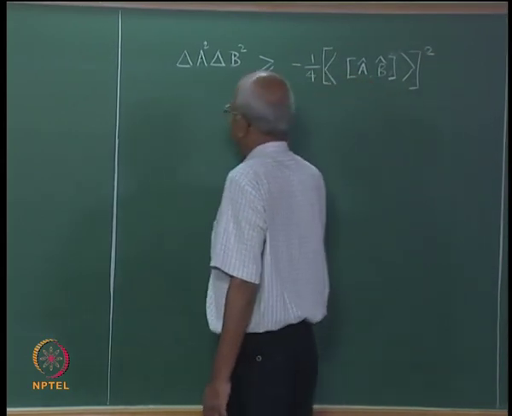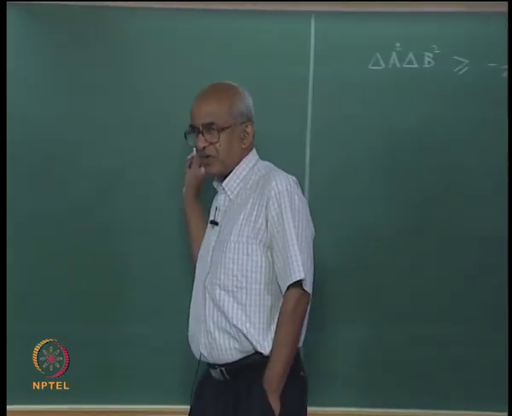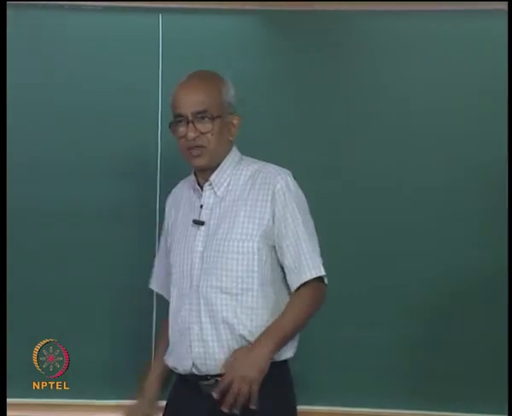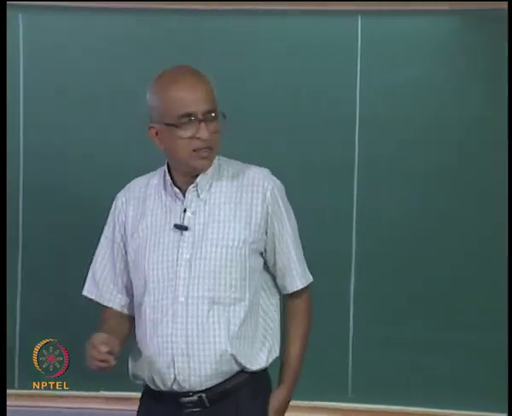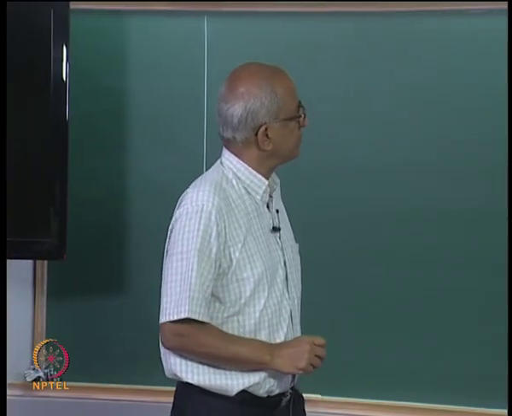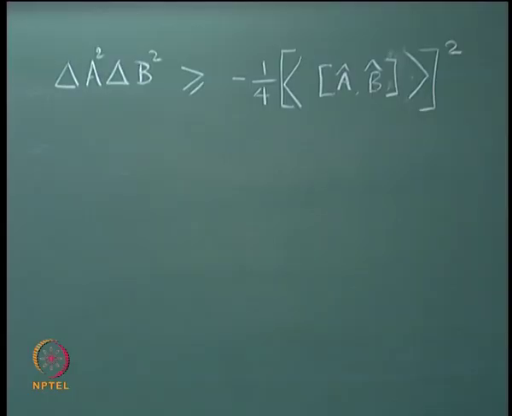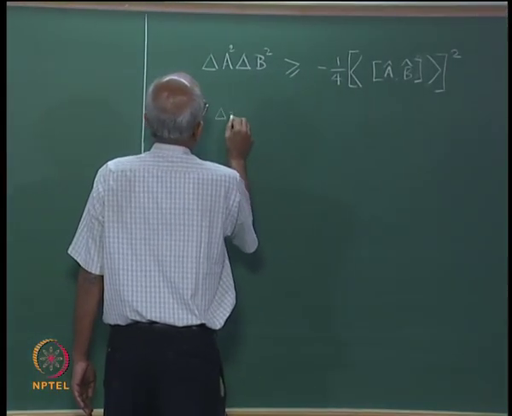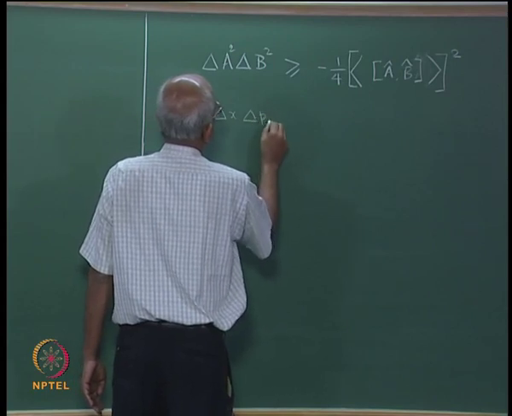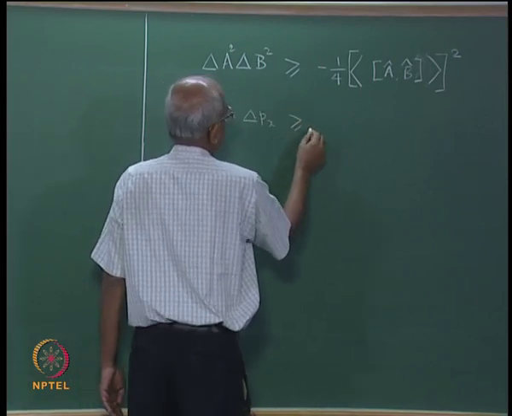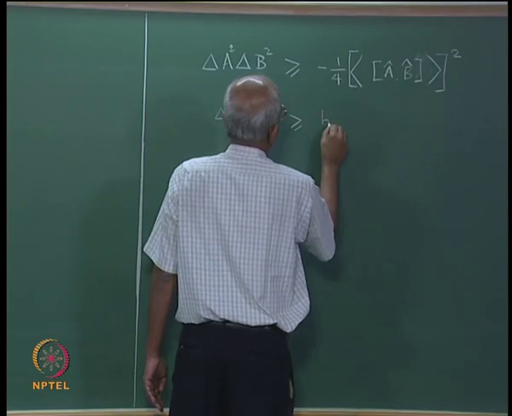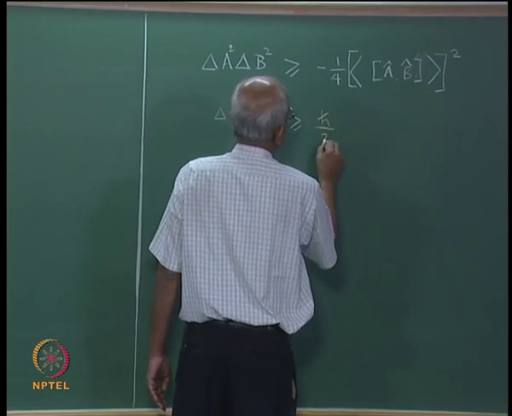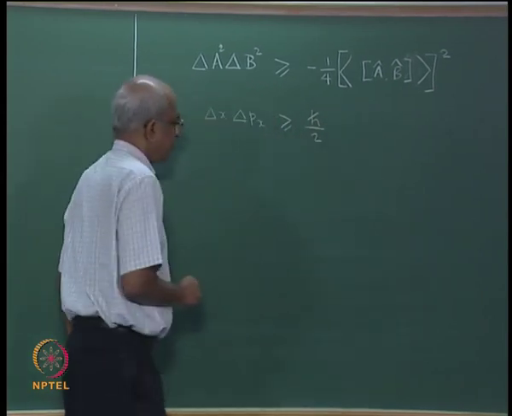So, today we will spend a little bit of time. I hope I have got it right. If not, anyway, I am going to derive it, so we will get it right. And in the specific case of x and px, this actually led to the relationship that delta x into delta px must be greater than or equal to h cross by 2.